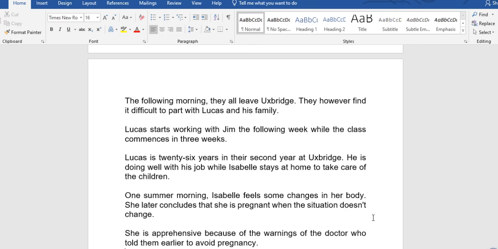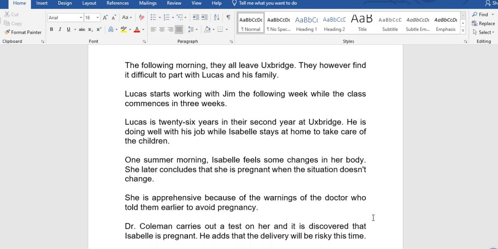Lucas starts working with Jim the following week, while the class commences in 3 weeks. Lucas is 26 years old and in their second year at Oxbridge. He's doing well with his job, while Isabel stays at home to take care of the children.